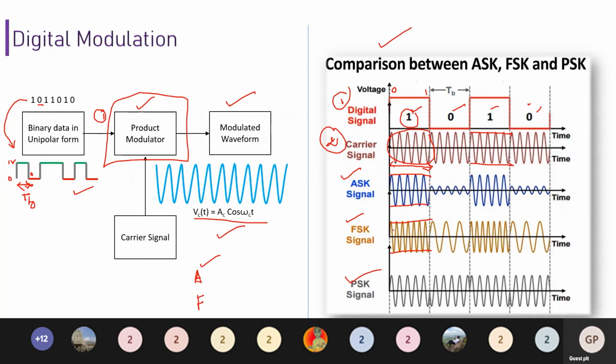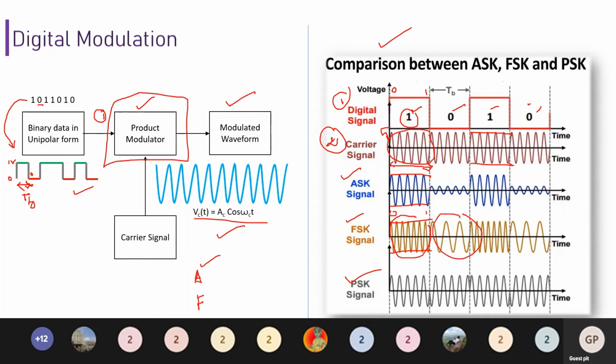Whereas in BFSK, for this time period of 0 to 1 second, the number of cycles is 1, 2, 3, 4, 5, 6, 7 cycles. So the carrier signal for the time period of 1 second has 5 cycles, and here we have a constricted number of cycles for logic 1. Logic 0 is expanded. This is one set of frequency and this is another set of frequencies.